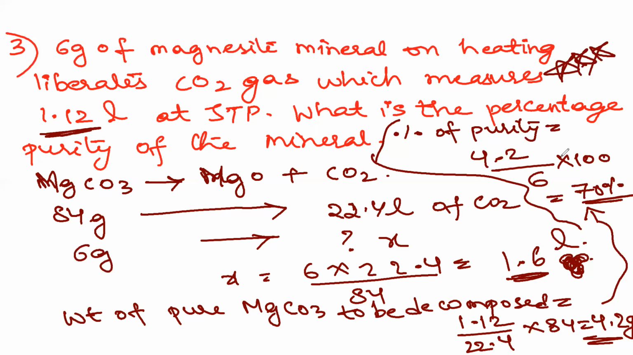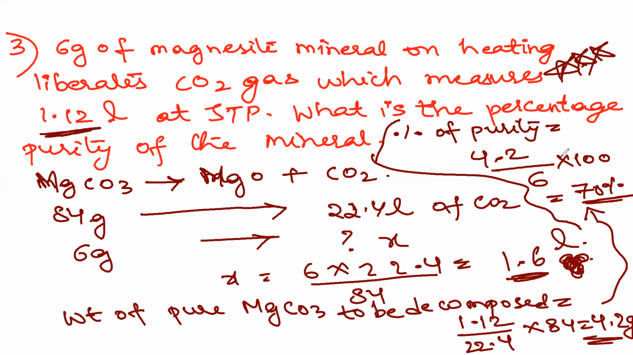By this question, we can understand 6 grams of magnesite mineral is being heated, and we are getting only 1.12 liters of carbon dioxide gas at STP. Now from the stoichiometric equation, MgCO3 gives MgO plus CO2. So 84 grams gives 22.4 liters of carbon dioxide gas by using the weight to volume relationship. 84 grams is the molecular weight of magnesium carbonate, and 1 mole gives 1 mole of carbon dioxide, that is 22.4 liters.